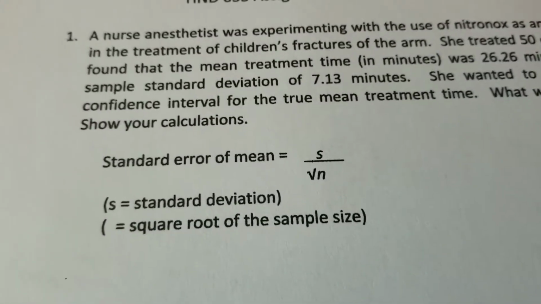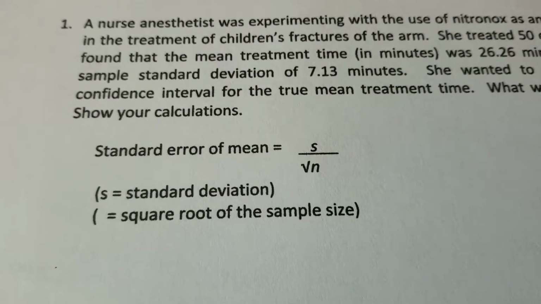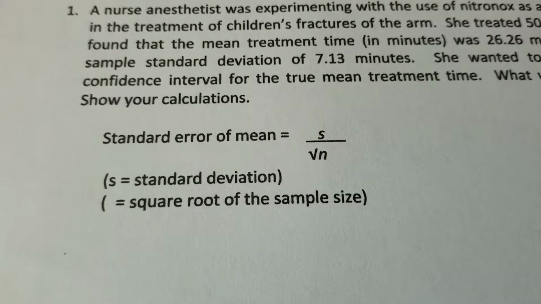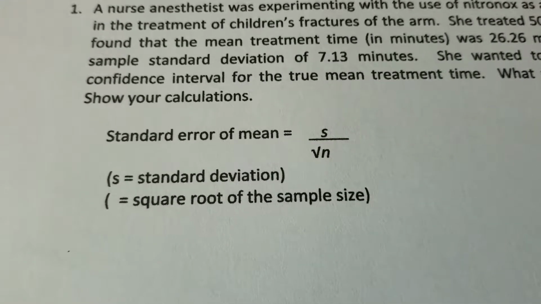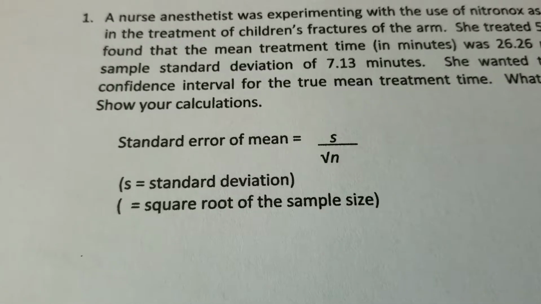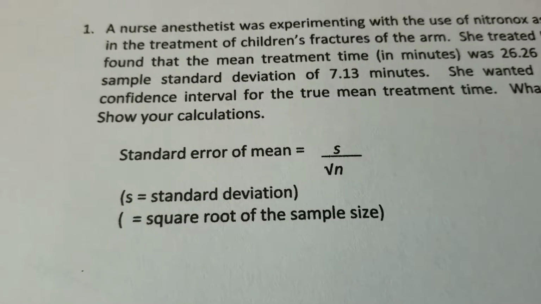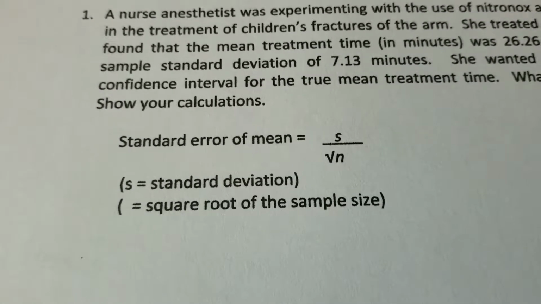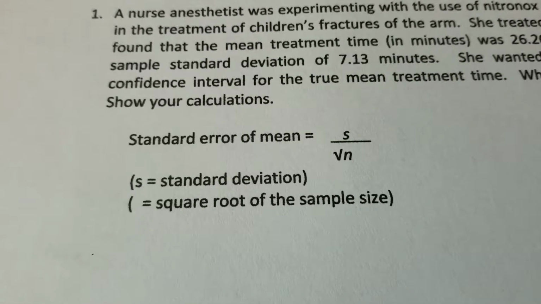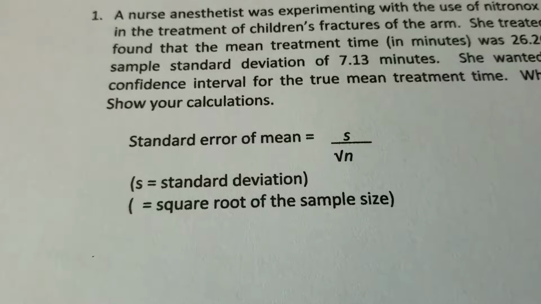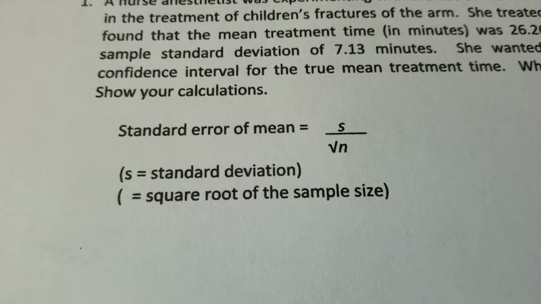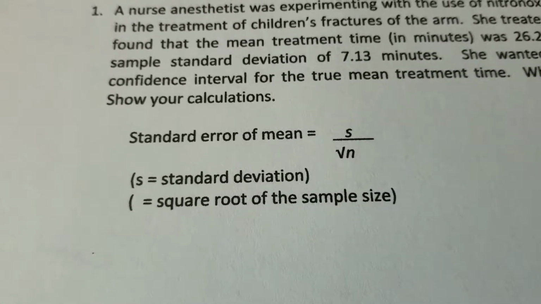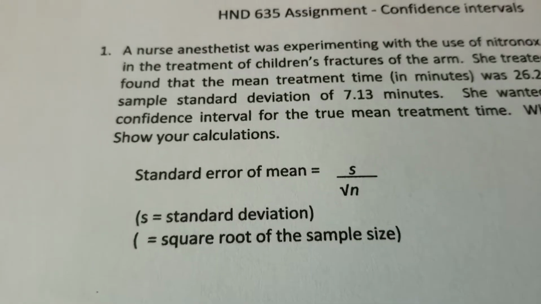Okay, and here she's nice enough to put some additional information, such as the standard error of the mean is equal to S divided by the square root of n. So what does that mean? Over here we have a standard error of the mean equals S. S is standard deviation. Really, this should be sample standard deviation. Standard deviation would actually be lowercase sigma. And the other part is the square root of n, the square root of the sample size.